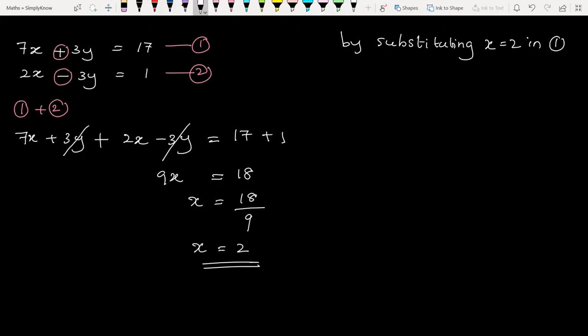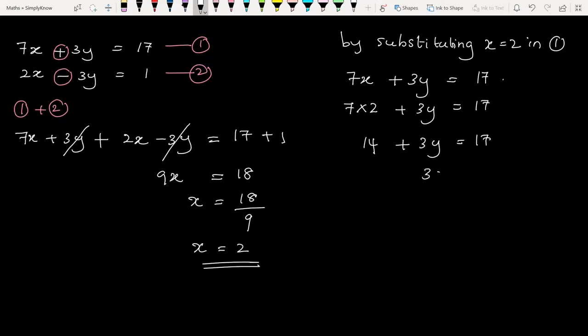So what is our first equation? 7x plus 3y equals 17. And our x is 2 now. So 7 times 2 plus 3y equals 17. 7 times 2 is 14 plus 3y equals 17. And 3y equals 17 minus 14. And 17 minus 14 is 3. 3y equals 3. Therefore, y equals 3 divided by 3 and y is 1.